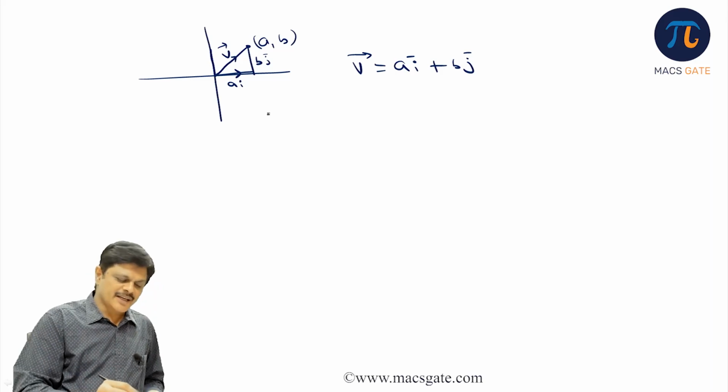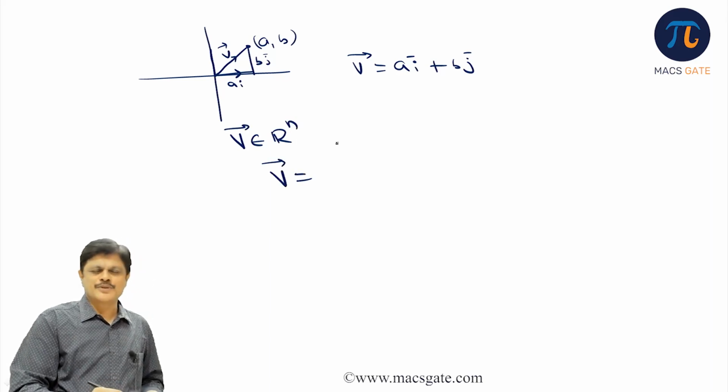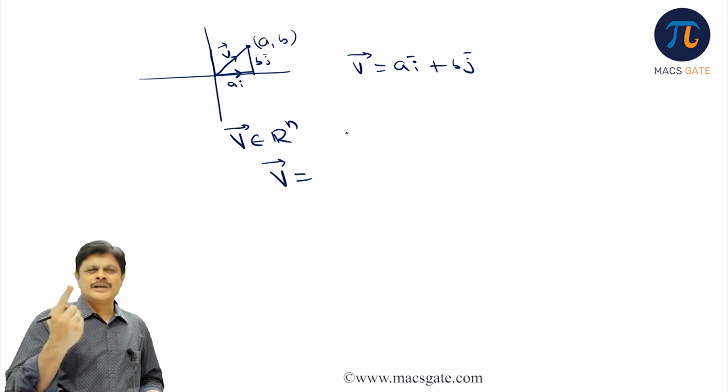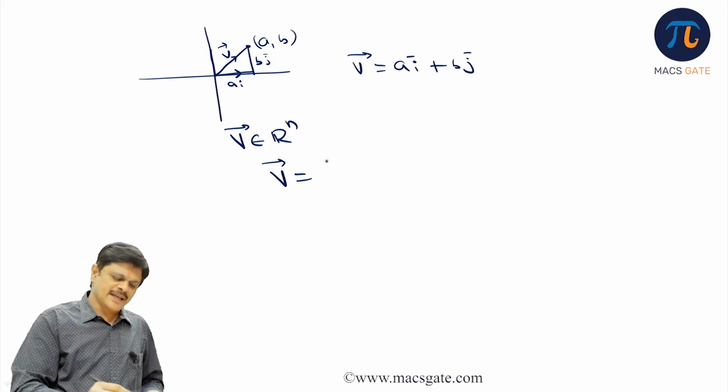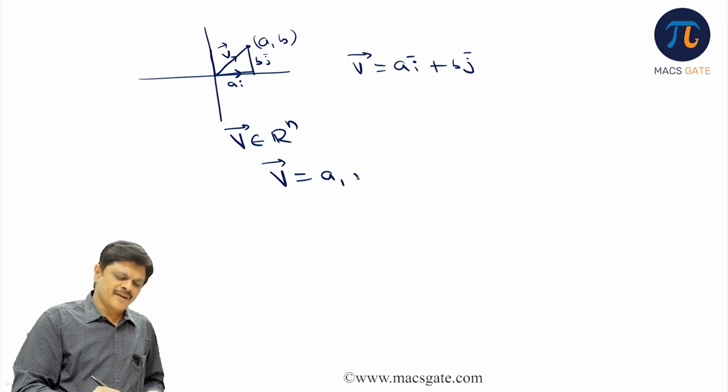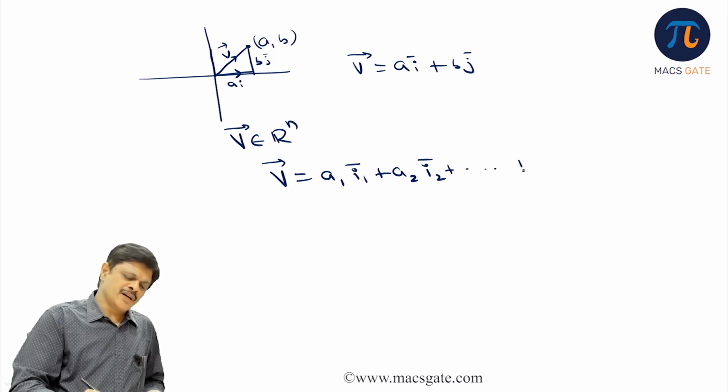Similarly, suppose you are having a vector in n-dimensional space. This can be written component-wise. Suppose taking i1, i2 and so on, in as the unit vectors in the direction of the principal axis, then this would be a1 i1 bar plus a2 i2 bar and so on, an in bar.